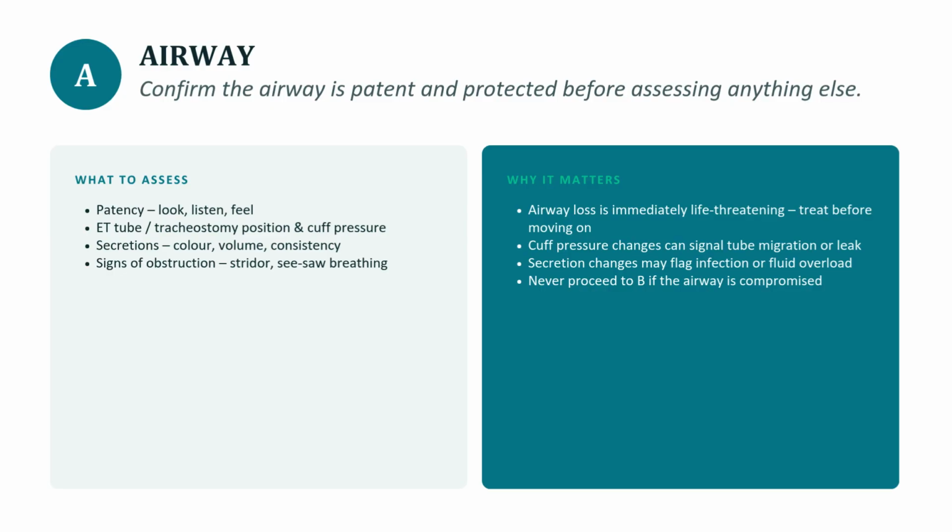A, for airway. Confirm the airway is patent and protected before assessing anything else. What to look for: check it's patent. Look, listen and feel for any added sounds or anything that feels unusual. Check the ET tube, how many centimetres it is at the lips, or the tracheostomy position and the cuff pressure, making sure that it's within the green for cuff pressure.